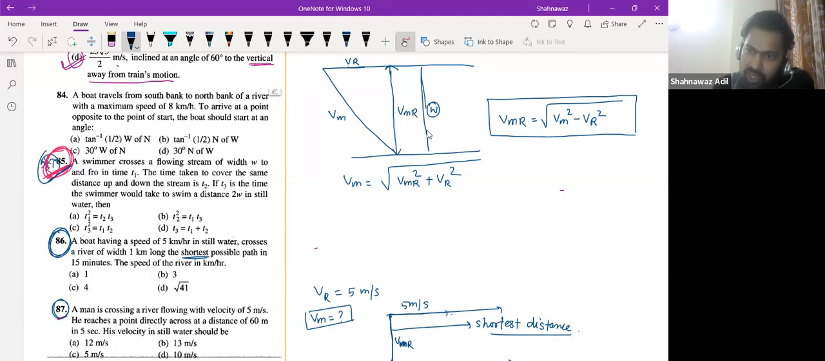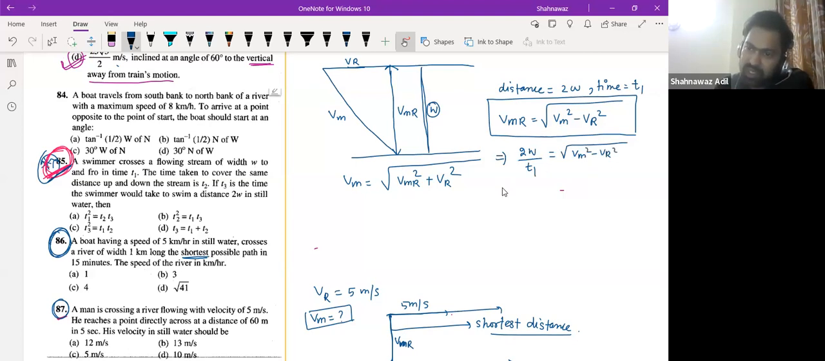And he moves to and fro. So how much distance does he cover? Distance is 2W. Time is how much? Time is T1. So if we calculate this VMR, this is distance upon time. So 2W by T1. This is root of Vm square minus Vr square.